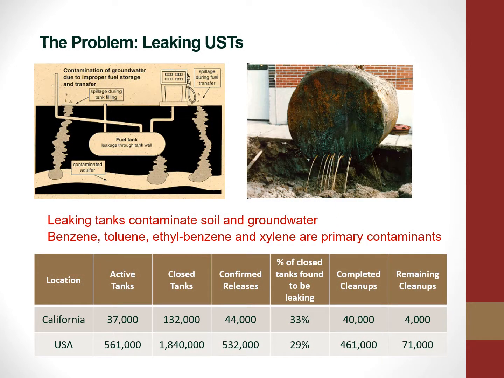Underground storage tanks can leak hazardous materials into the ground. This contaminates the soil and water around the tank. Key highly toxic contaminants are benzene, toluene, ethylbenzene, and xylene, collectively called BTEX. Furthermore, these contaminants move with the water table and contaminate groundwater far from the initial leak source.